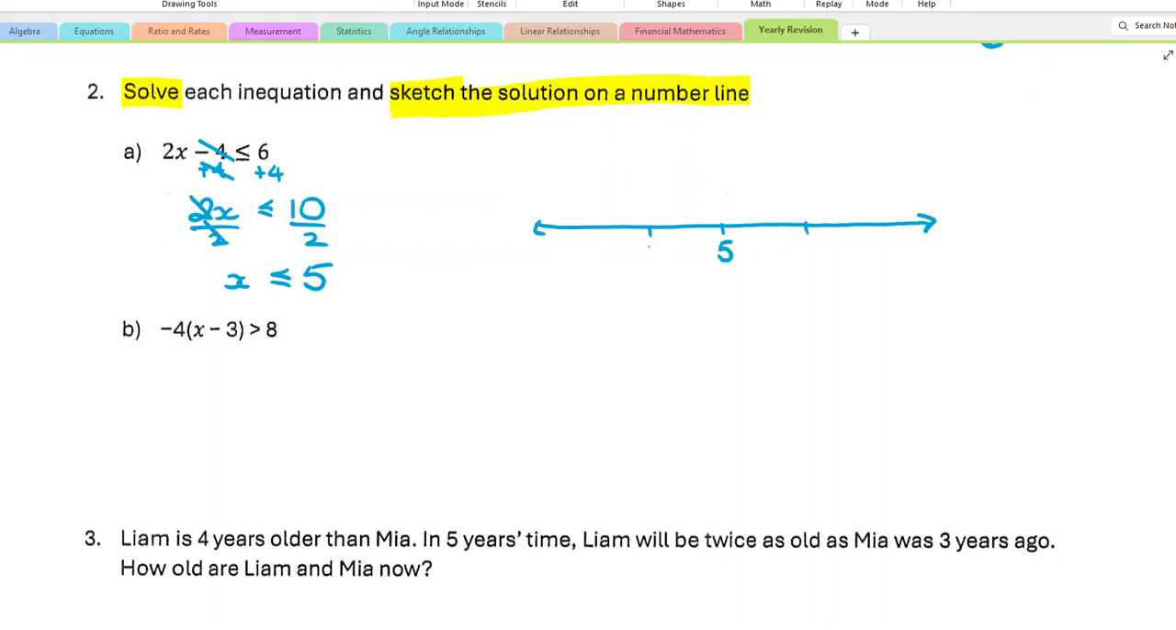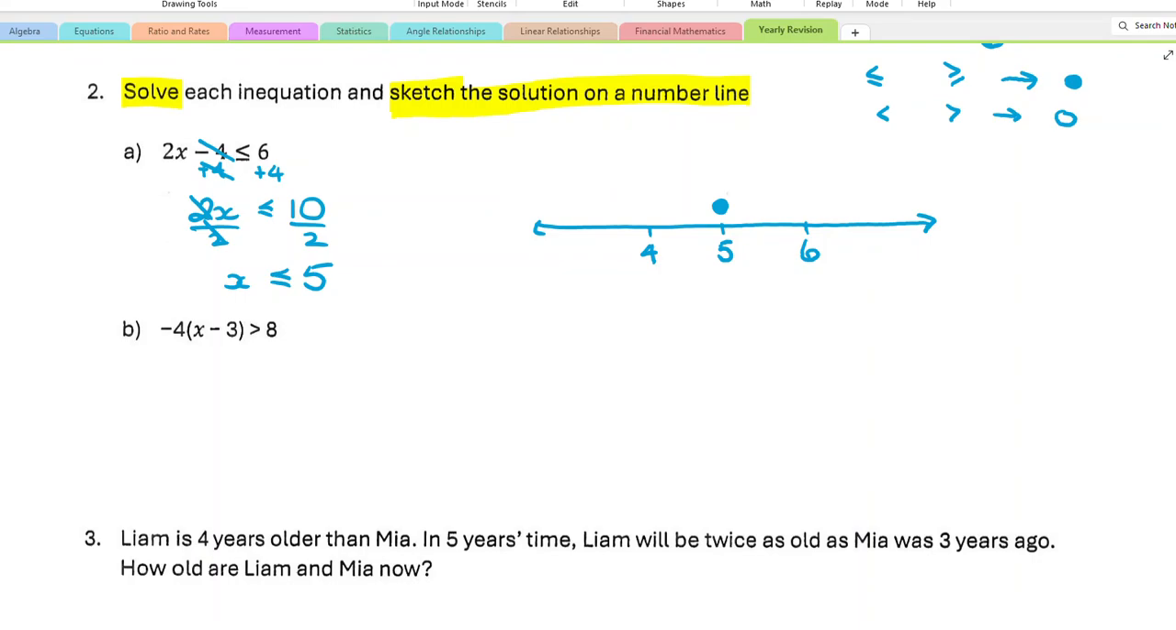I want a number less than 5, which is 4, and greater than 5, which is 6. If you use a less than or equal to or a greater than or equal to symbol, that means that you want to use a colored in dot. If they don't have the equal to signs, then you use an open circle. So my first question here does have the less than or equal to sign on it. So I'm going to put a colored in dot at the 5.